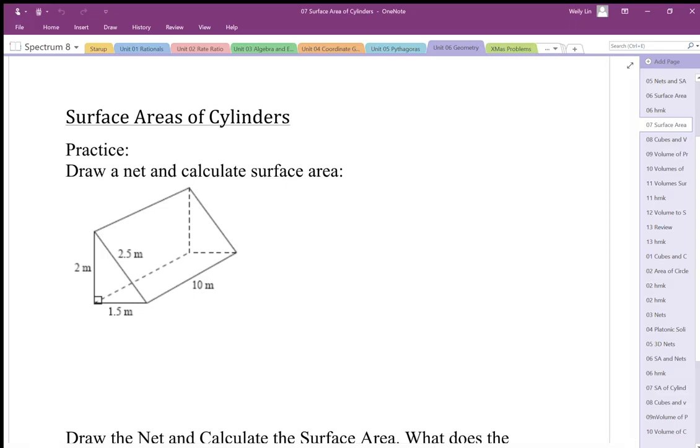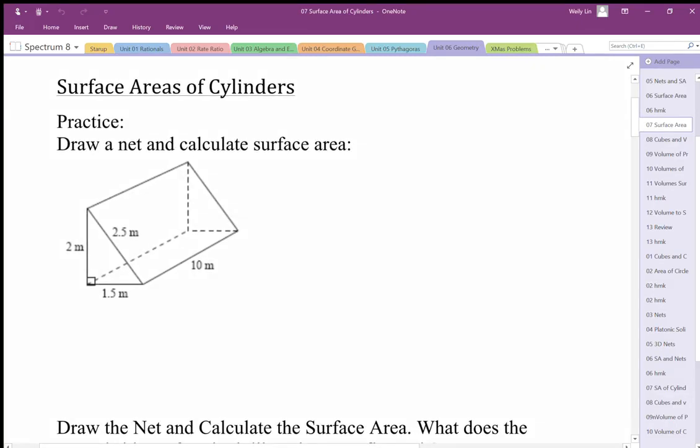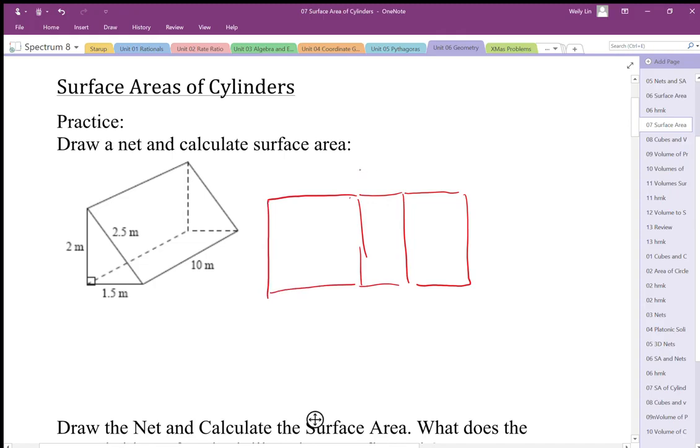So we're going to look at just some practicing and looking more specifically at surface area of cylinders. Again, for these 3D surfaces, we want to draw a net. I'm going to draw the bottom here, maybe the back here, and then this length here, and then we're going to have a triangle. I'm going to use this side as that's my longer side here. So my triangle is going to look something like that.